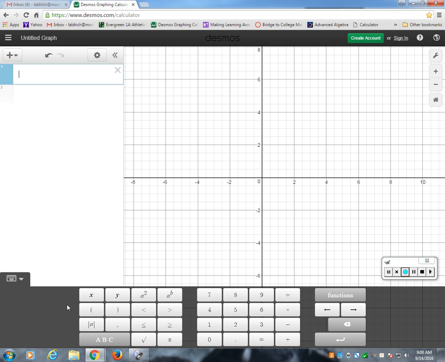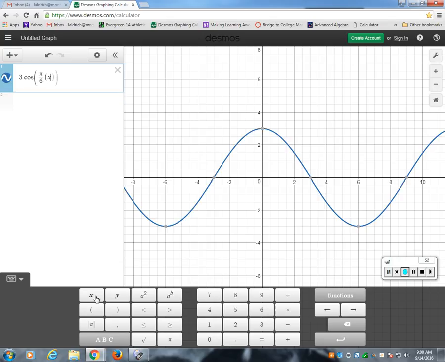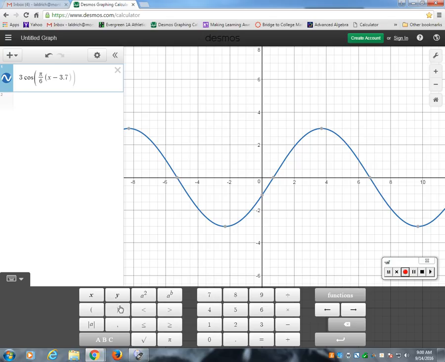Okay. Let's make this graph. Okay, so it's 3 cosine pi over 6. This scale is not the same. And then it was x, what did we say, minus 3.7? Close parentheses, plus 12?